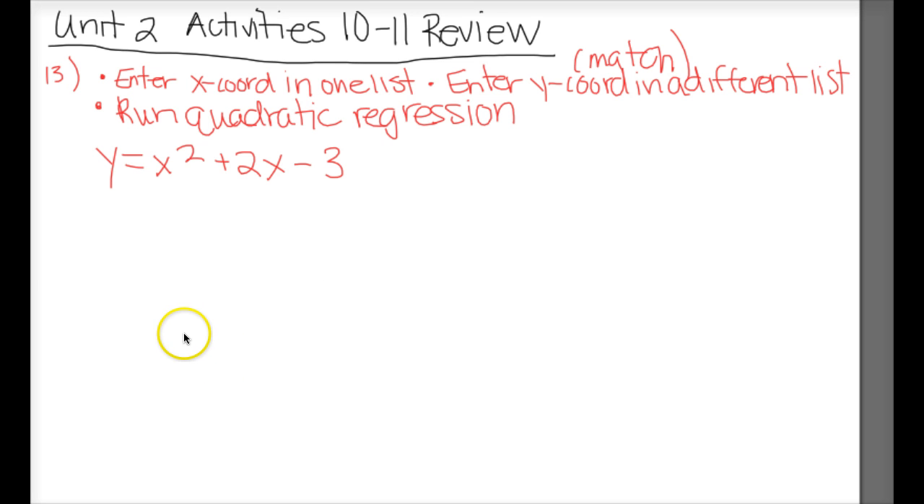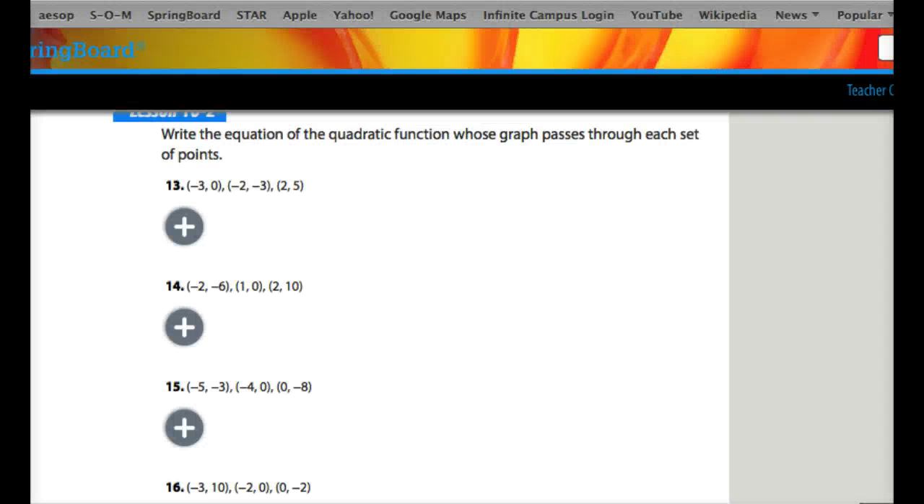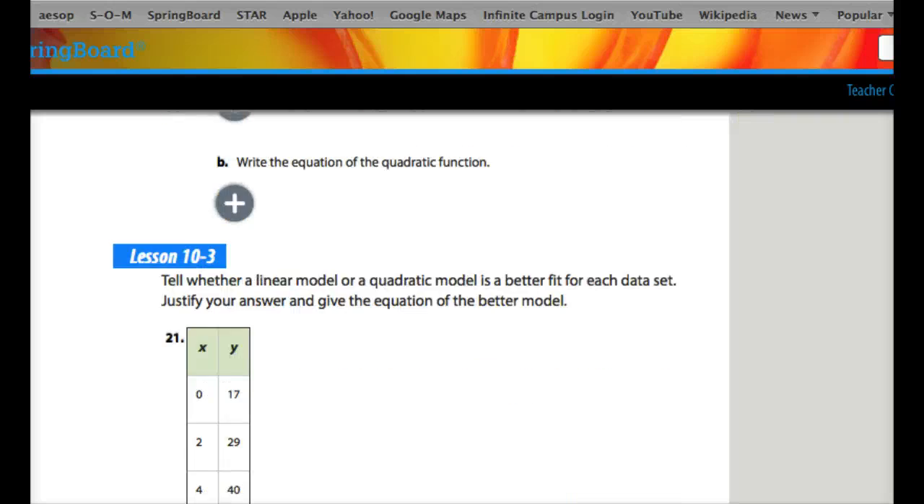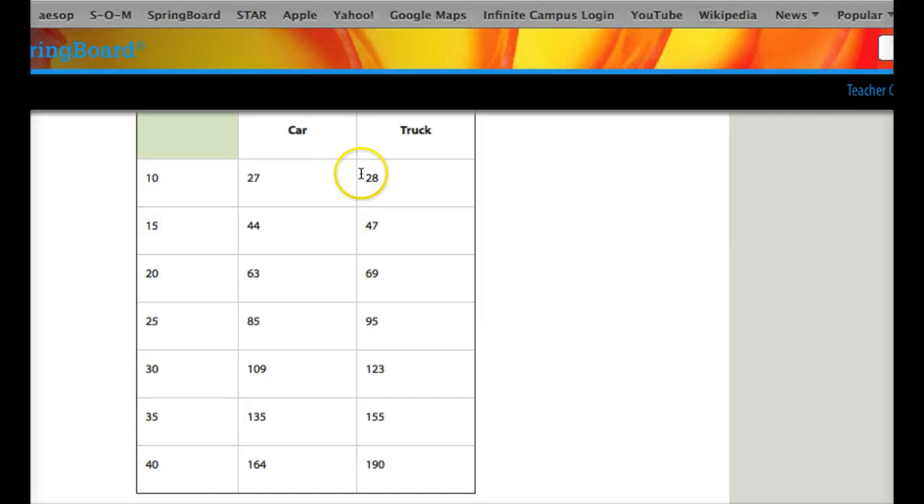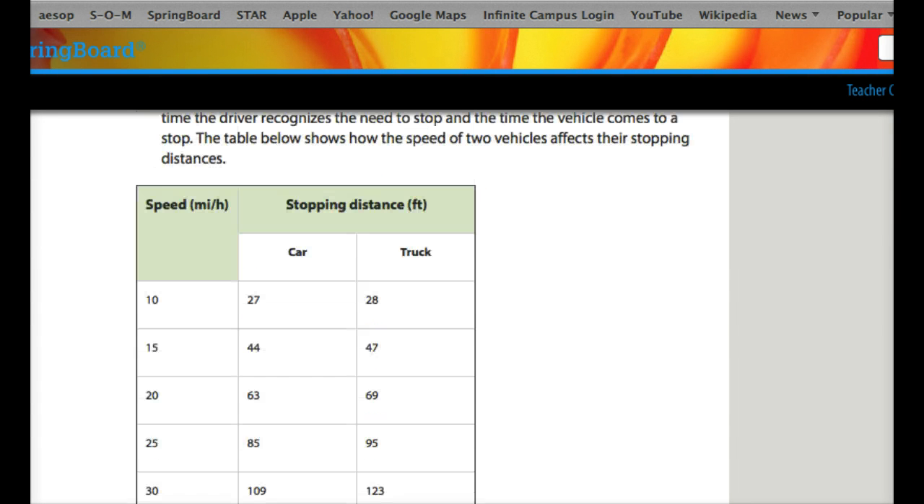So next, I want to look at when you have to answer a question about data that you have entered. So we're going to look at the data that is given to you in 23 through 25, so this data table here. Because the speed distance is the same for both the car and the truck, you only have to use 3 lists here. So I can use list 1 for the speed data, list 2 for the car stopping distance, and list 3 for the truck stopping distance.